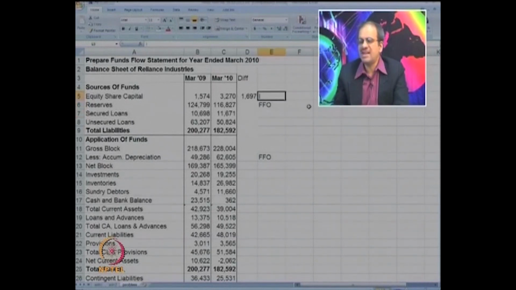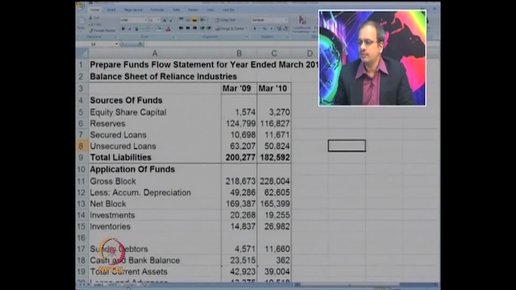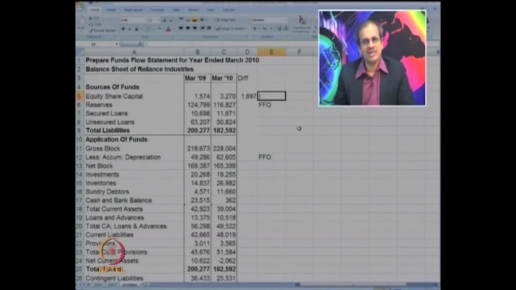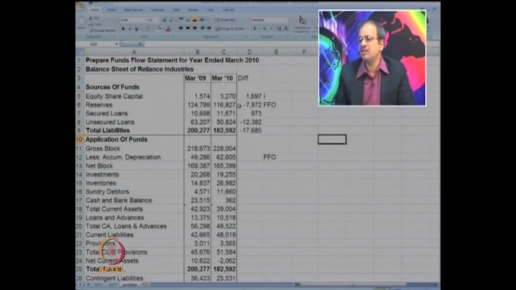So, I have already marked it as I because it represents an inflow. Is it clear? Next is reserve. There is a decrease in the reserve. So, it is an item going into FFO. FFO is funds from operations. That is why I have marked it as FFO.